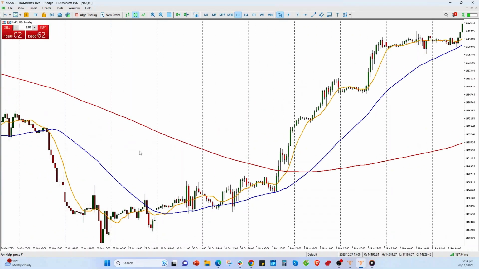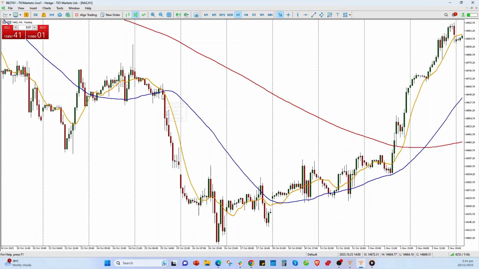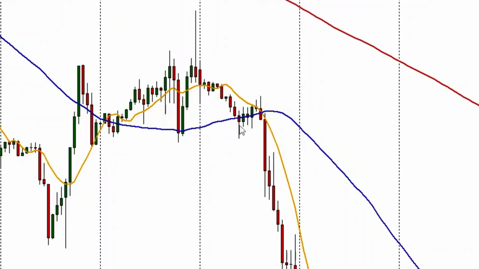Okay. Now the opposite is true for the sell signal. When the price is below all 3 moving averages, you should only be looking for opportunities to sell. The sell signal occurs on the first candle that closes below all 3 moving averages, and you can sell on the open of the next candle.